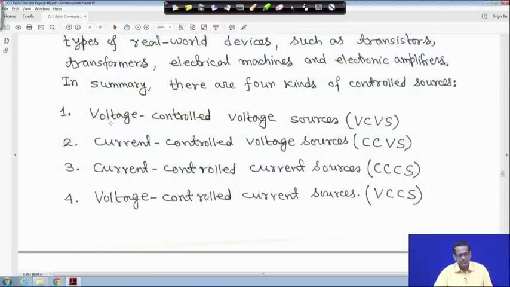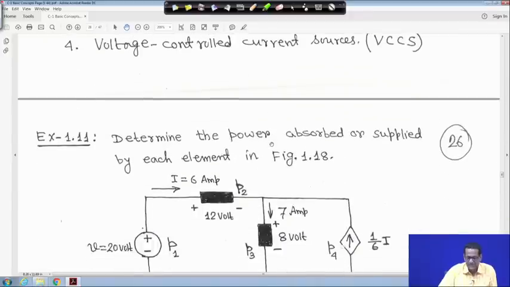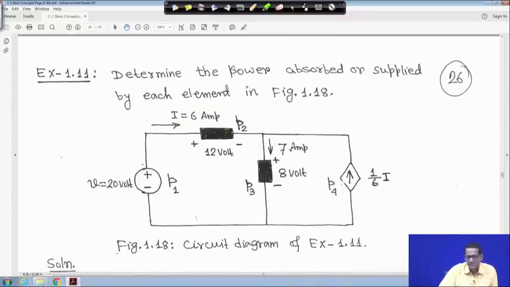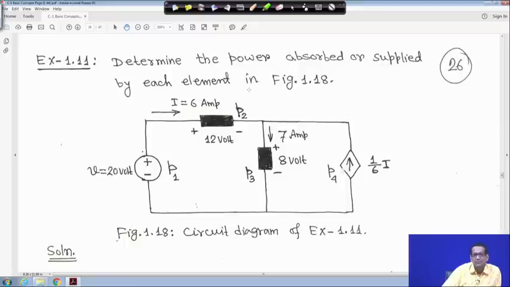So there are 4 such sources we have shown. Voltage control voltage source we call VCVS, current control voltage source, which we have already shown, CCVS, then current control current source CCCS, and voltage control current source VCCS. These are the 4 things. Next, take another example. This circuit is shown, this is example 11.